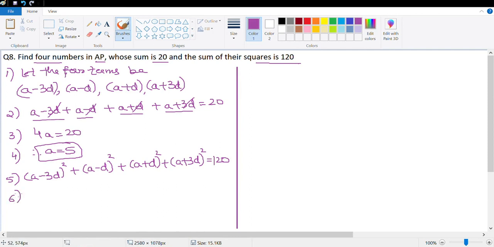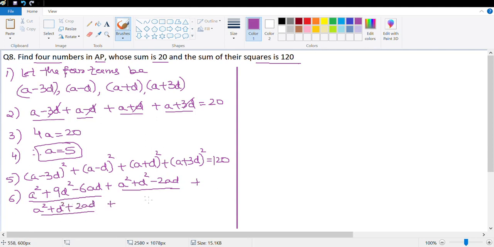So this is a square plus 9d square minus 6ad, so that's the first term. Next is a square plus d square minus 2ad. That's when I open the second bracket. The next term is a square plus d square plus 2ad. That's the third term. And the fourth term is a square plus 9d square plus 6ad. The sum of these is equal to 120. Plus 6ad and negative 6ad get cancelled. Plus 2ad and negative 2ad get cancelled.